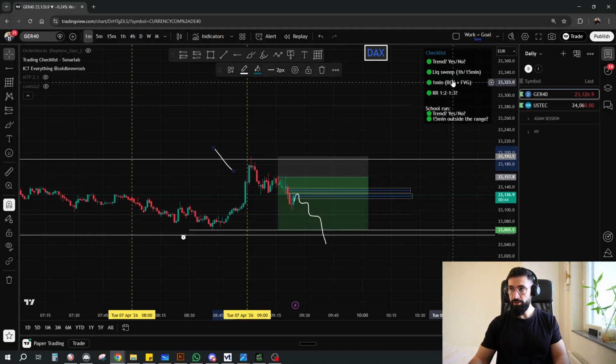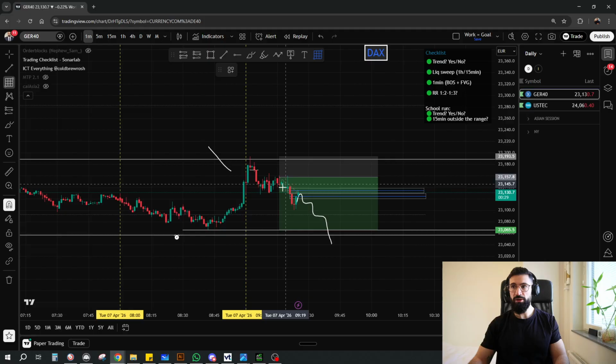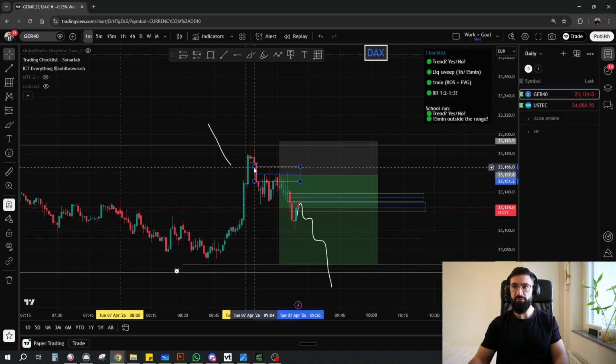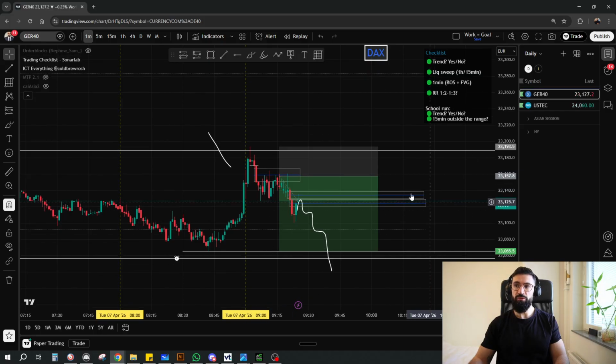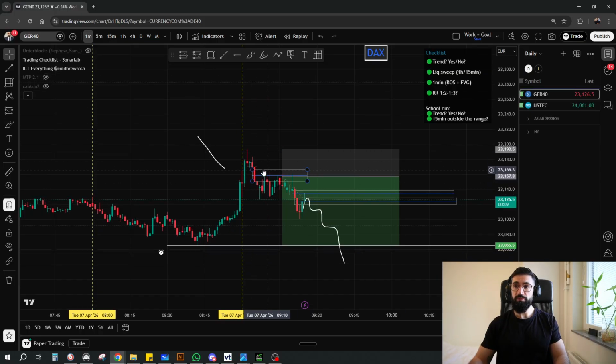It swept liquidity like it did right here on the 1 hour, which gives me a higher probability of it doing a reversal. Right. It did a 1 minute break of structure right there, and it created a 1 minute fair value gap right there in this area right here. And what did it do? It retested the fair value gap a bunch of times before it gave us a reaction to the downside. Now I wasn't at the market during these minutes right here, but I'm seeing that it respected it.